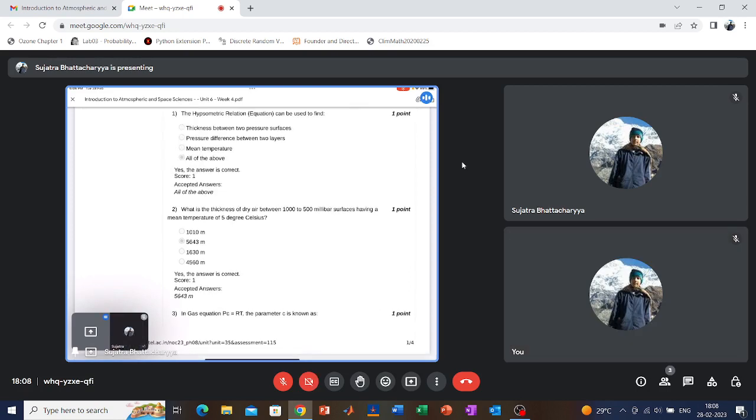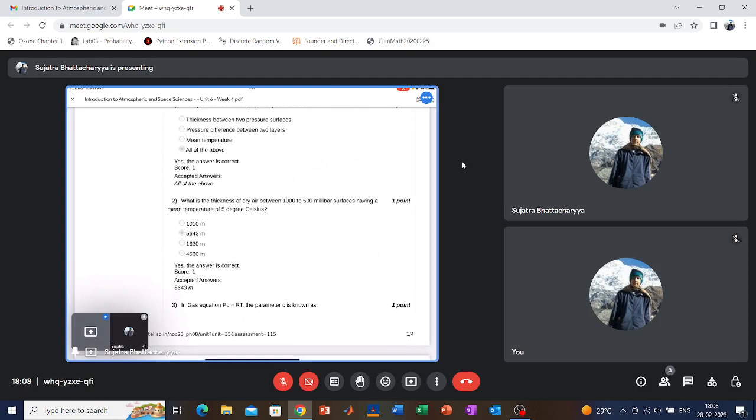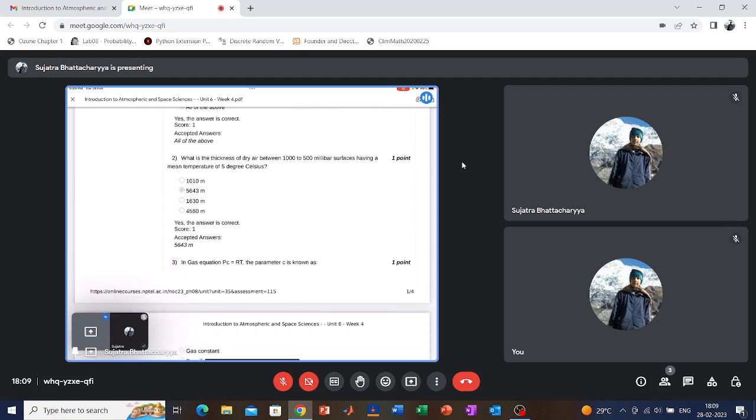So the next question is, what is the thickness of the dry air between 1000 and 500 millibar surfaces having a mean temperature of 5 degrees Celsius? In this question, we will solve it because it's a numerical problem. I have given it separately. Let us discuss the theoretical and conceptual questions first.